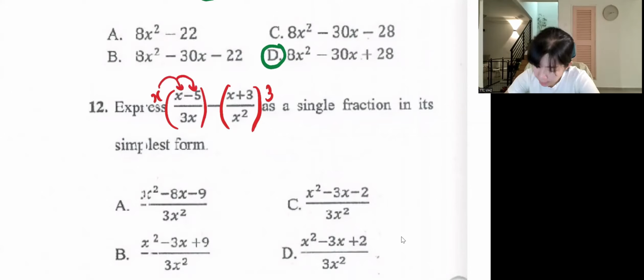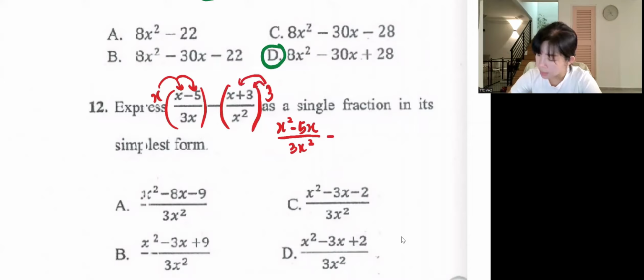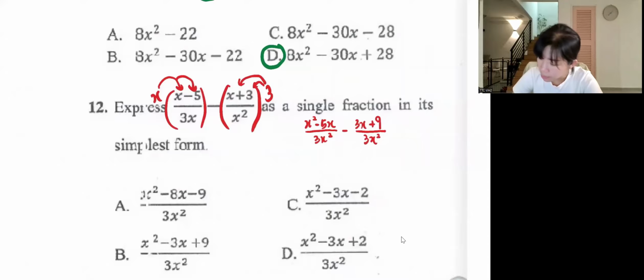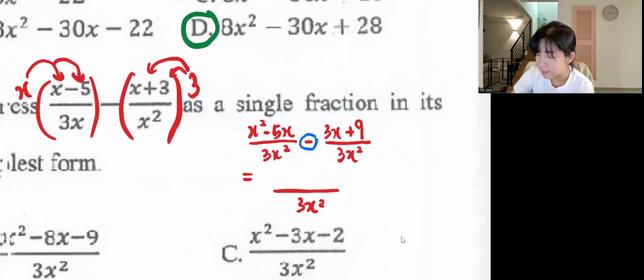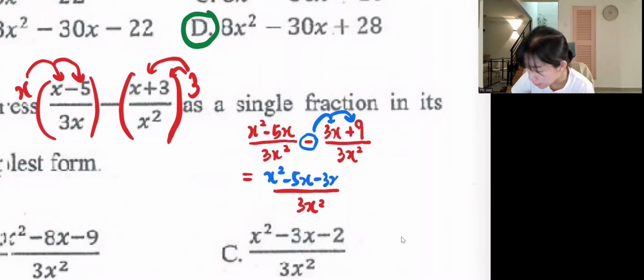So this x is expanded, both must get x, so we get x squared minus 5x over the denominator 3x squared. Minus, so the 3 needs to expand, so we get 3x plus 9 over the denominator 3x squared. Now, since both denominators are the same, you just have to write 3x squared once. So the things on top can combine. Now, for minus, you have to be extra careful. This minus, you need to expand. So x squared minus 5x minus 3x, negative times negative is positive, negative 9.